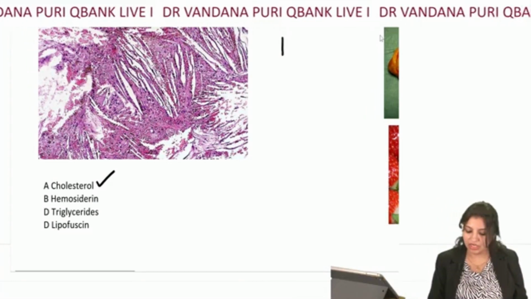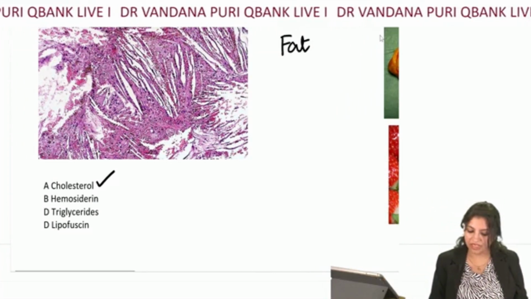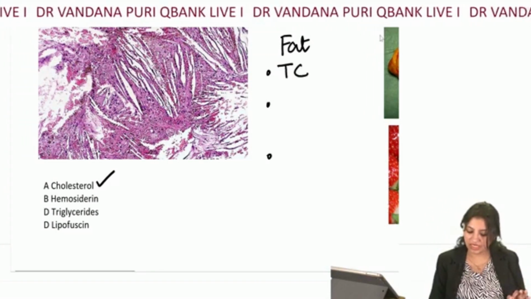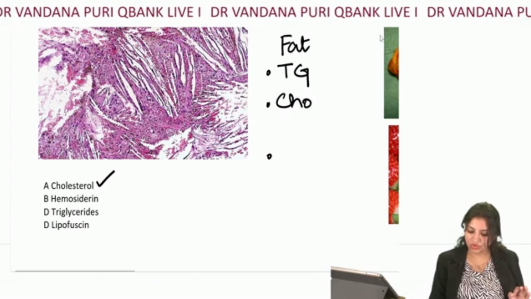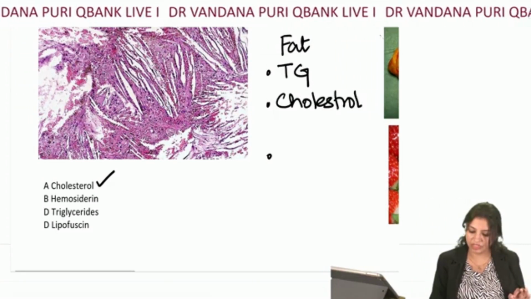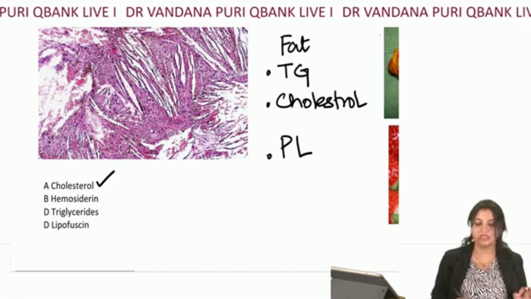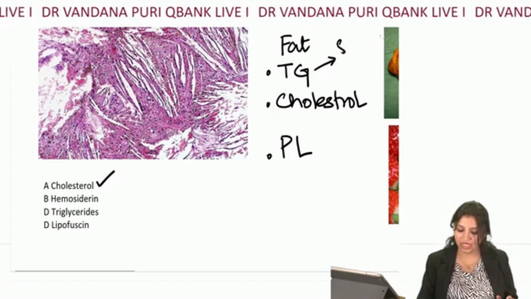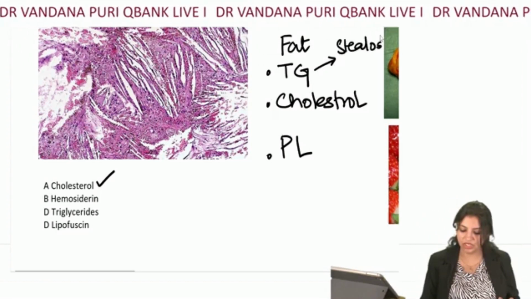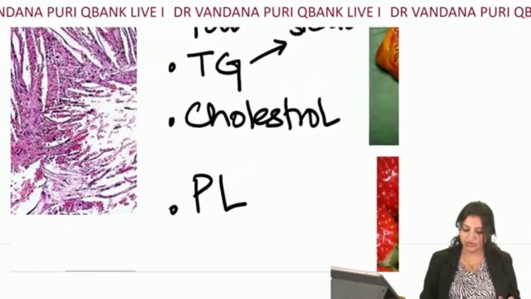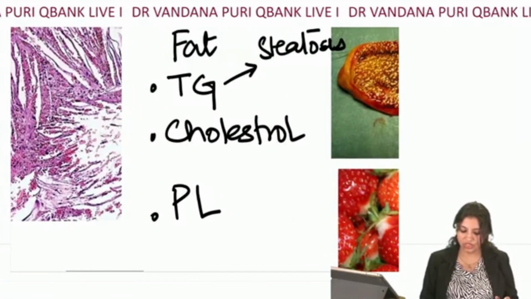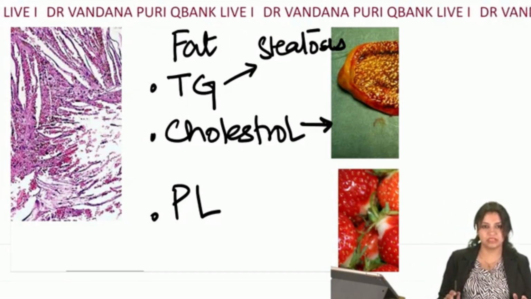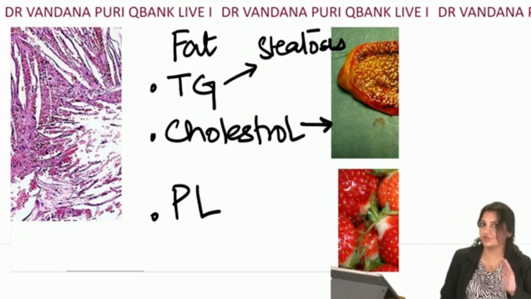So always remember, when we talk about fat, fat can accumulate in 3 forms in our body: either as triglyceride, or as cholesterol, or as phospholipids. Accumulation of triglyceride is called steatosis. Now, cholesterol is a very toxic substance, so normally it should not accumulate.